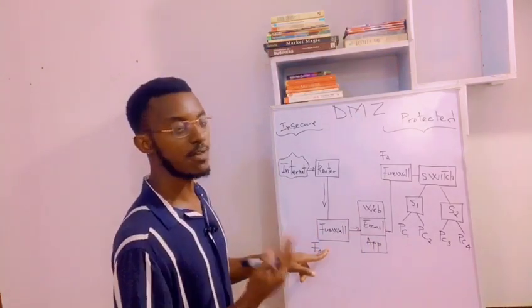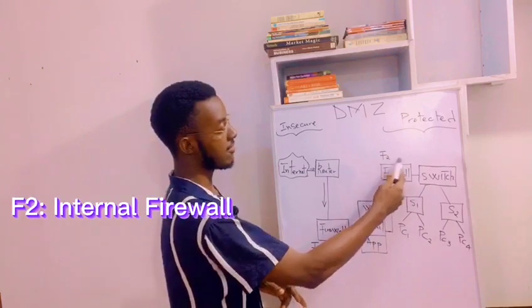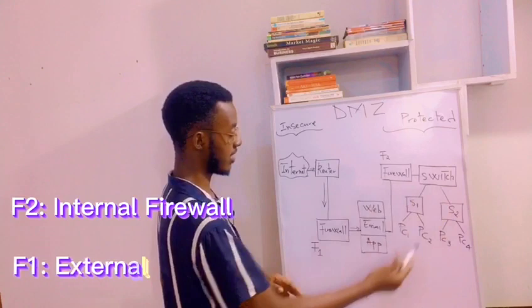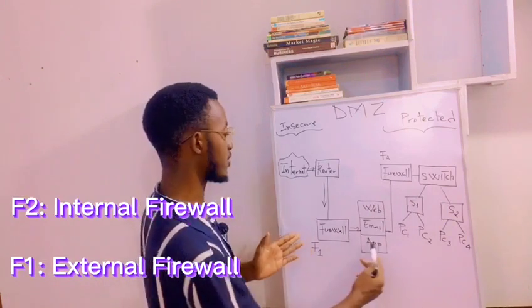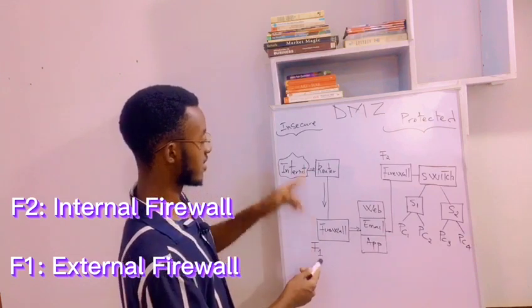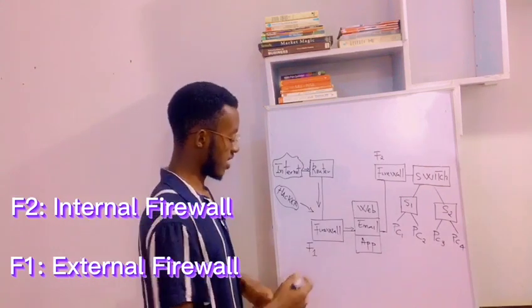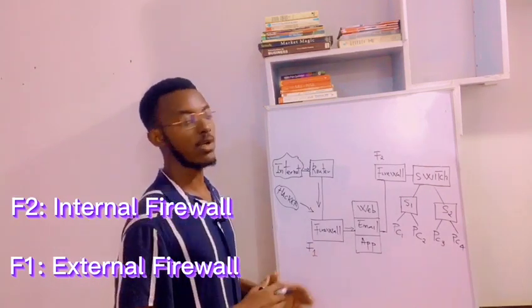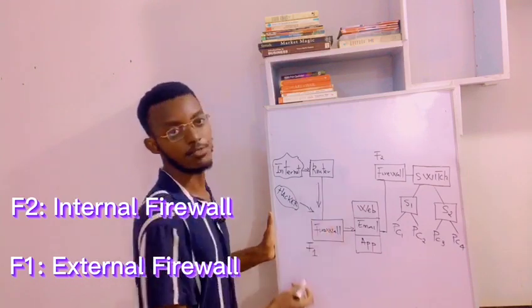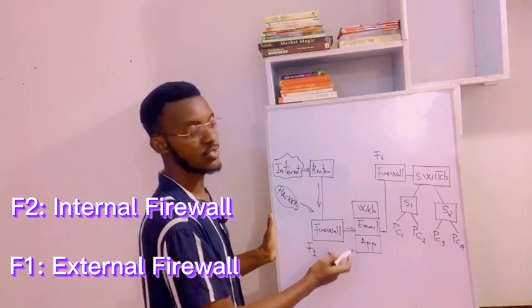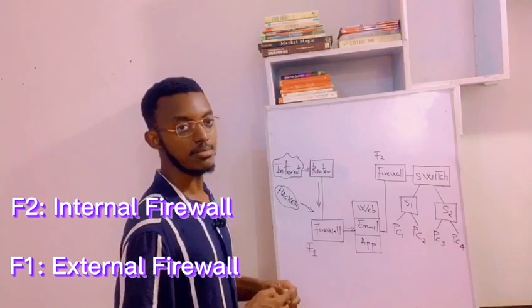Now we are using two firewalls. We are using two layers of protection. One is the internal firewall F2 as well as the external firewall F1. So we have now two firewalls, one external and another one internal. In this case, F1 is our external firewall because it comes into contact with all the external traffic first, and then it goes to the servers, the web, email, app server, and then to another firewall.